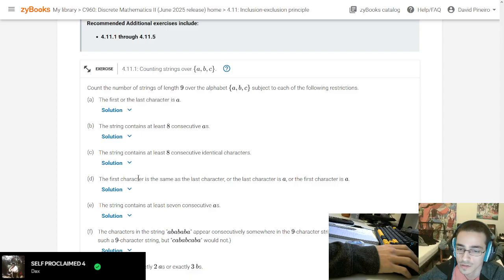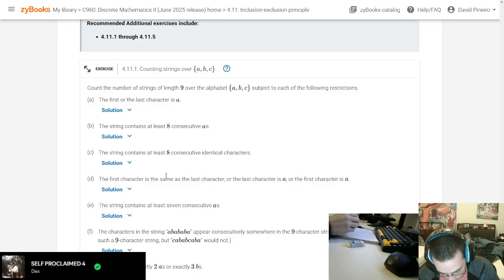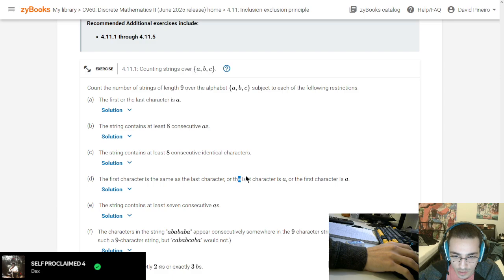3 to the 8, because you don't choose the last character anymore. You just choose the first one, because you already know the last character is the same as the first one chosen. So you just choose the first 8, and then the 9th one is just the first one. Okay, so I guess that's 3 to the 8. So that's that. And then this condition is if the last character is A.